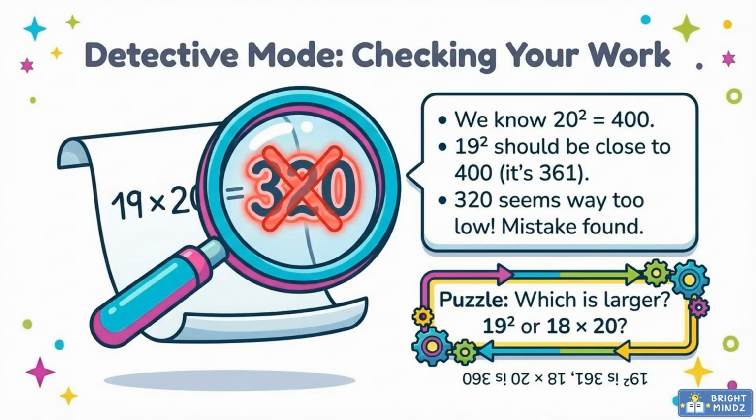To check your answers, think like a maths detective. Before trusting any result, ask, what number is this close to that I already know? We know 20 squared is 400, so 19 squared must be a bit less than that. If your result is far away, like 320, your clues don't match. Pause, recheck your steps, and correct the error confidently.